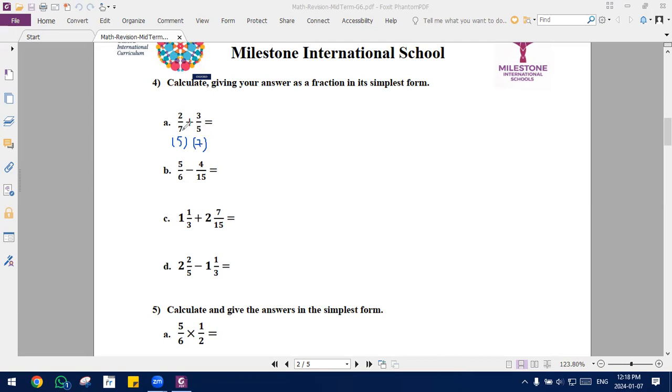Now let's write the equivalent fractions. The first fraction times 5, it will be 10 over 35. Plus, now 7 times 3 is 21 over 35. Equal to, now we can add them since we have the same denominator. 10 plus 21 is 31 over 35. Now the question asked me to write it in its simplest form.